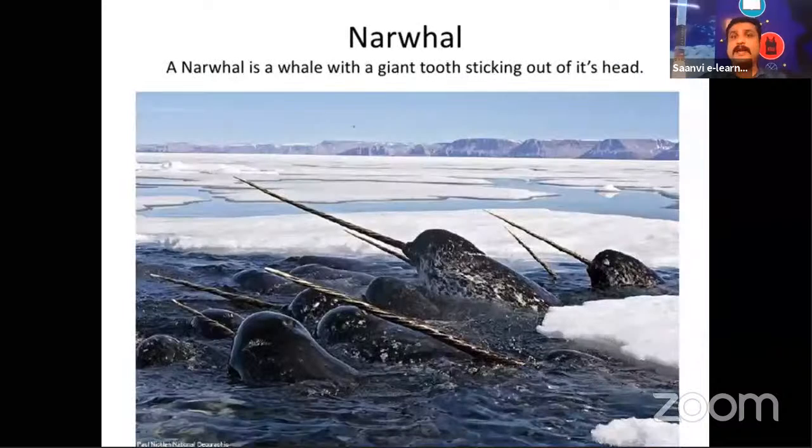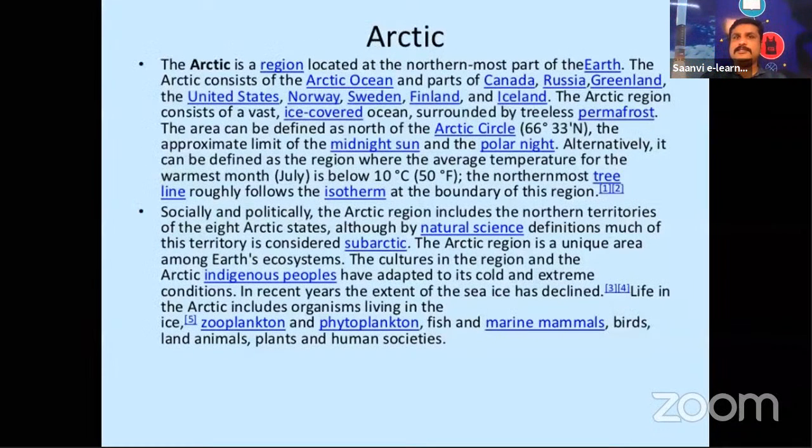Okay, Antarctica. And the same way, narwhal is a whale with a giant tooth sticking out of its head. See, it's like a nail, you can see teeth. Large, strong, what we call whale, that giant tooth sticking out of its head. Is it? Yes. Maybe protect from enemies. The sea, the same way, some facts you have.